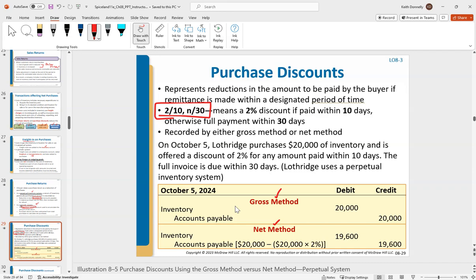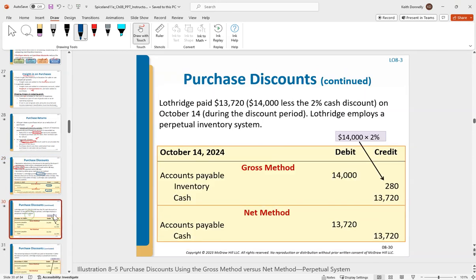And this really comes down to, do we believe we're going to take them up on this discount and pay within the window? So in this case, it looks like we bought some inventory for 20 grand. That's great. If we use the gross method, we're going to hit the inventory here for the entire amount, the entire 20,000. If it's the net method, we're going to hit the inventory for essentially what we think we're going to pay after the discount. In other words, we assume in the net method that we're going to take them up on that discount and that everything's going to be good.